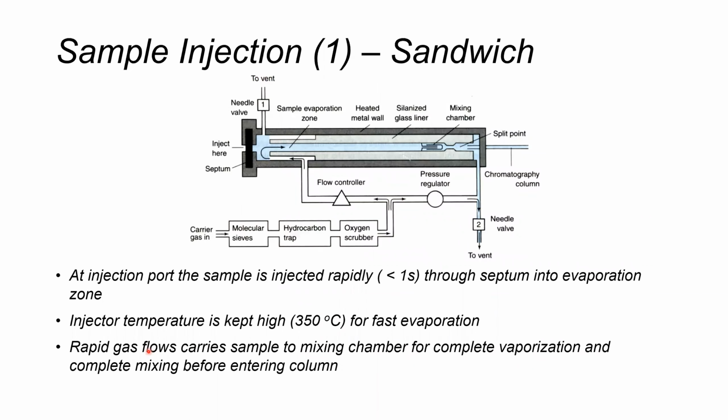So at the injection port here, sample is injected rapidly in under a second through the septum and into the evaporation zone, which is here. The injector temperature is kept high at around 350 degrees Celsius for fast evaporation, and rapid gas flows carry the sample to the mixing chamber for complete vaporization and complete mixing before entering the column. So it's going to happen here. We're going to get mixing in here and heating in here.